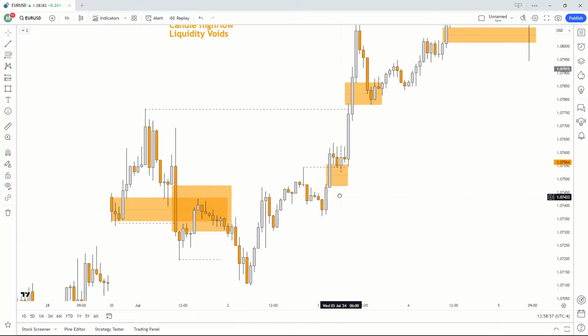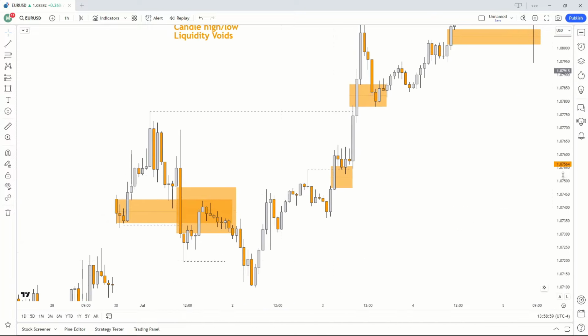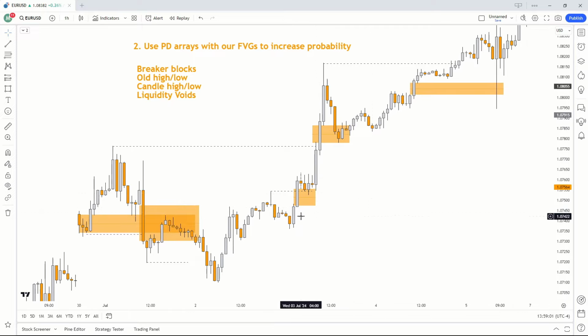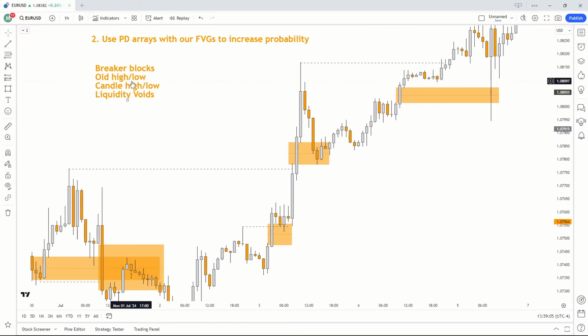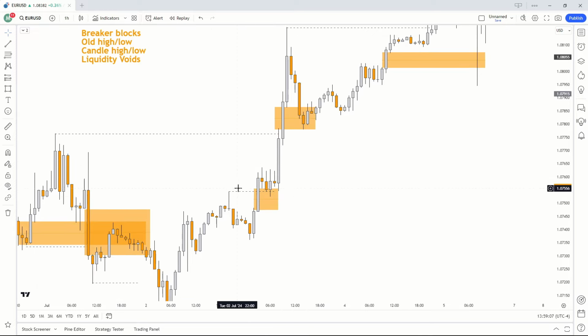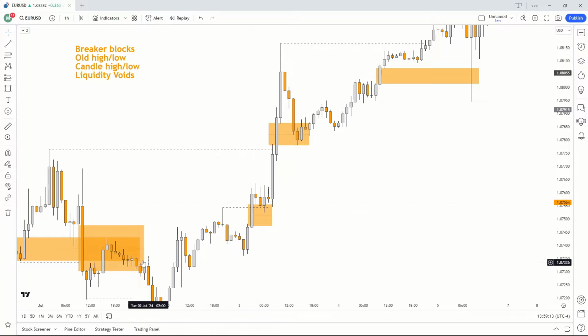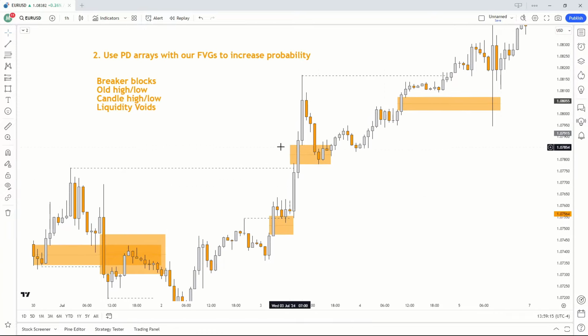However, it would have been a less precise entry. Now, for this example right here, the PD array we are using is an old high or candle high. As you guys can see here, market comes, taps into our candle high before reacting off. You can see how precise this really is.